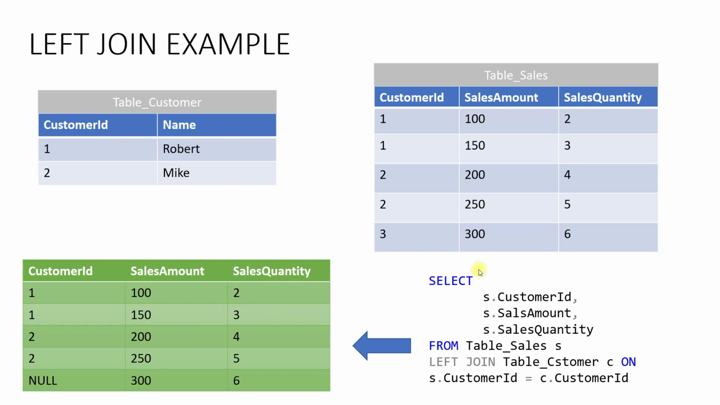So if we were to write a subquery around this query and say we want to select the sum of the sales amount from this whole query, we would still get the value 1000.